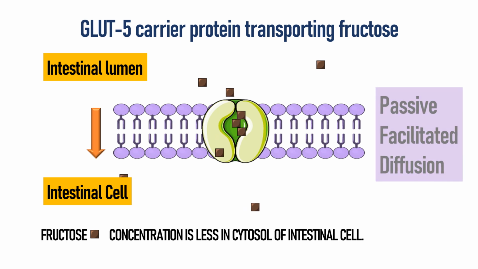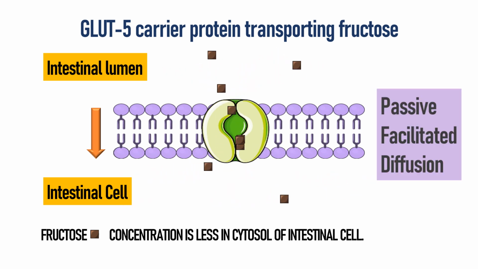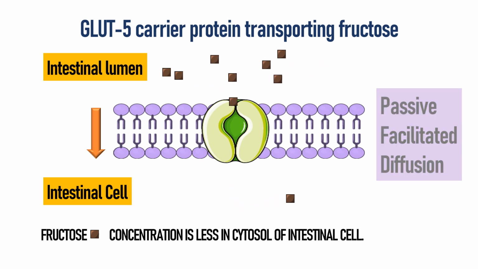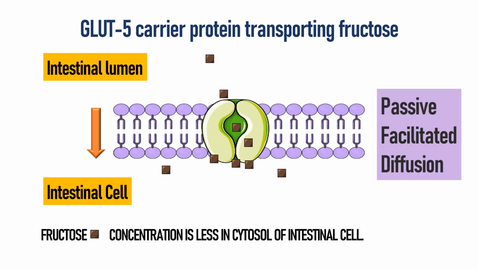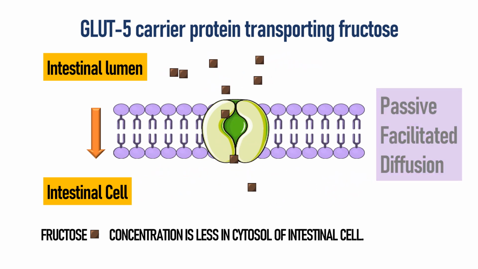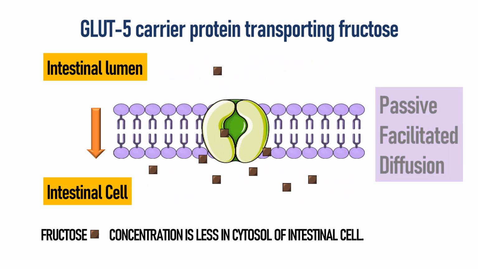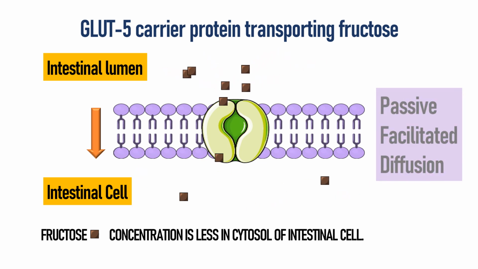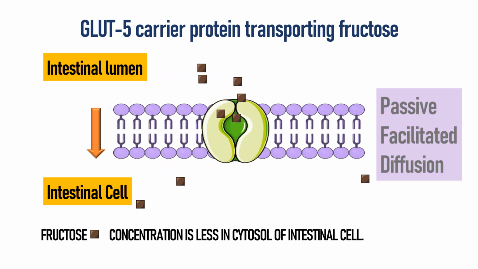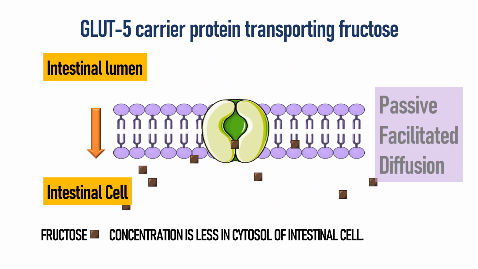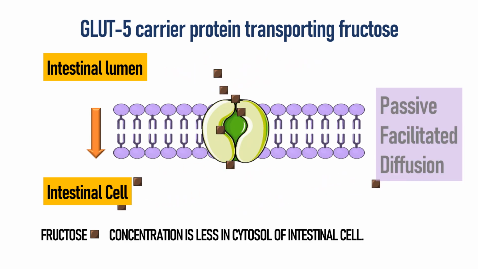On the other hand, GLUT2 is a major glucose transporter, which is also found in liver cells, beta cells of the pancreas and in kidneys. The transport through GLUT5 and GLUT2 is passive facilitated diffusion. It's not active transport. GLUT2 transports glucose as well as fructose from the intestinal cells to the bloodstream. Glucose transport mechanism has already been discussed. GLUT5 is mainly devoted to fructose transport.